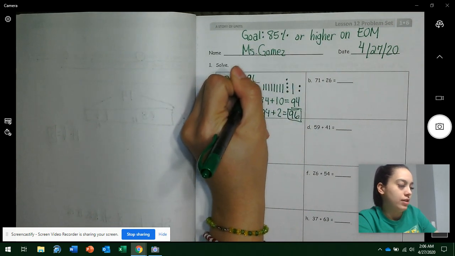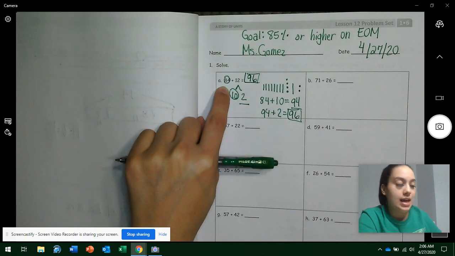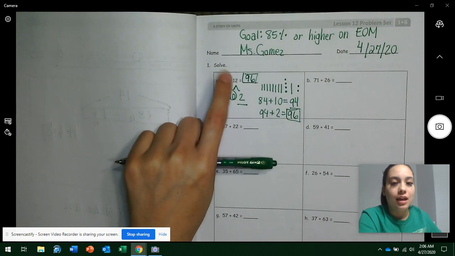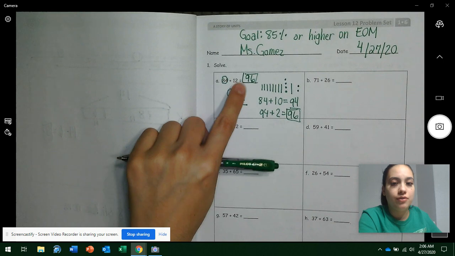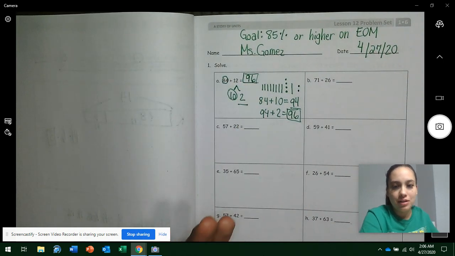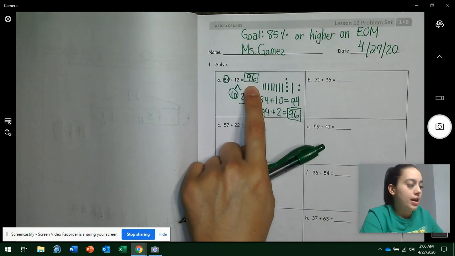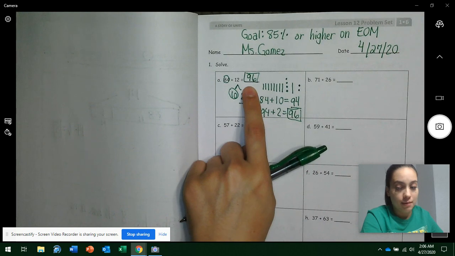Don't forget to write it on the line, okay? And you box it. Let's read the number sentence starting with 84. 84 plus 12 equals 96. Very good. Remember to show your work and write your answer on the line. Don't forget about it, okay?